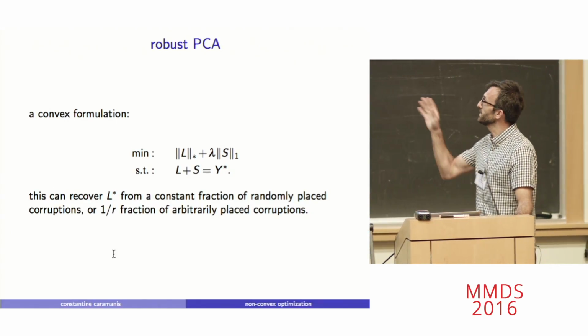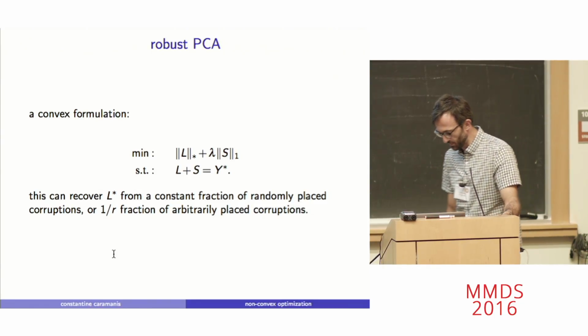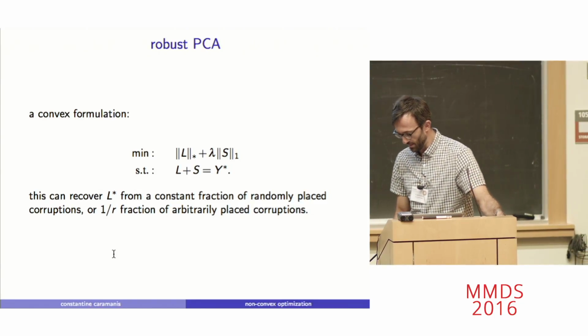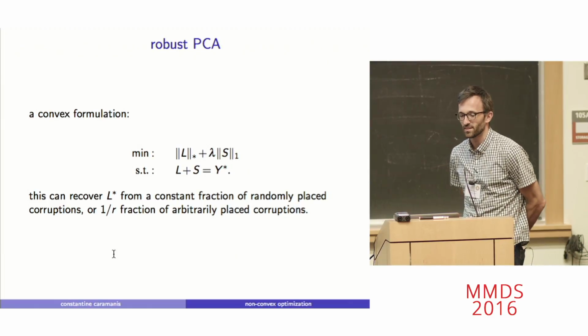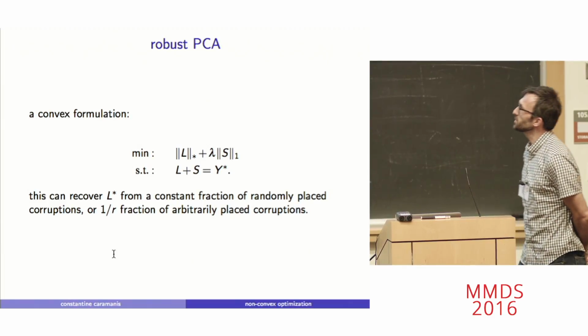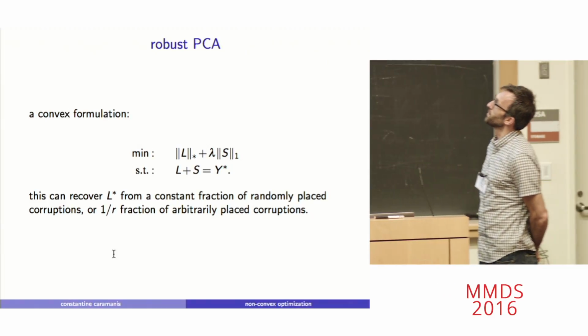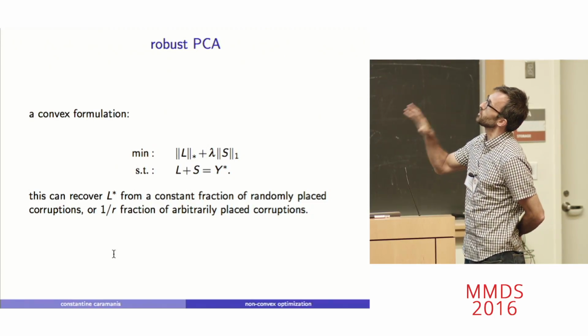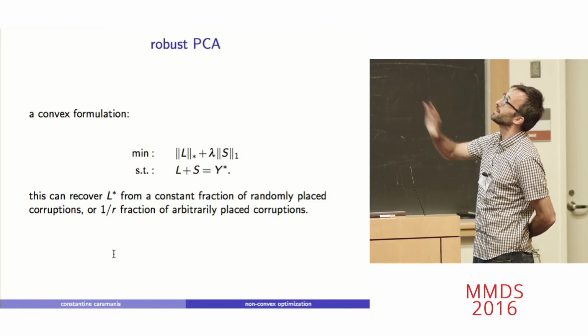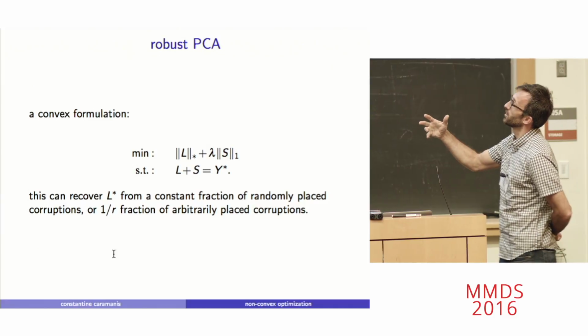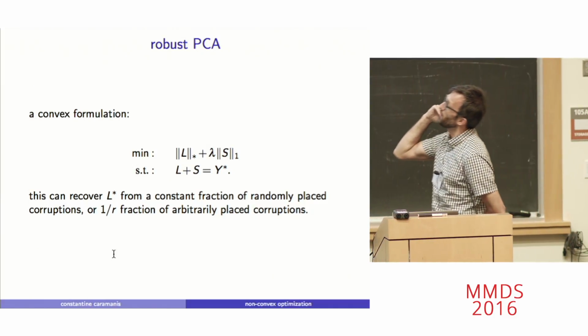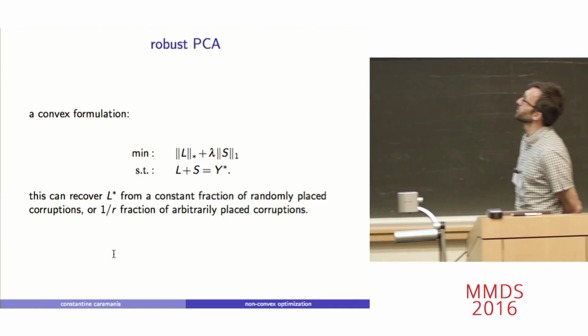Now I think this is old news for many of us, so we've forgotten how amazing it was initially that we could do this. The results basically say that if S, the perturbations, are placed randomly, even though their values may be arbitrary, then we can recover from a huge number, a constant fraction.